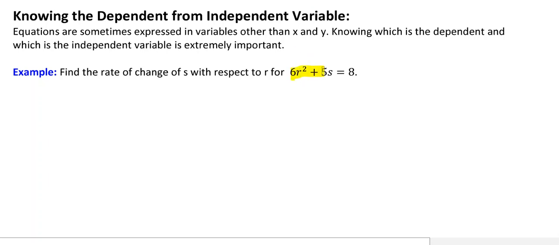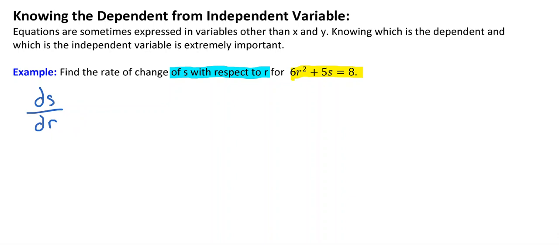As in the case of this equation, we have no way of knowing just by looking at this equation which is the dependent variable and which is the independent variable. So we have to look at the wording of the problem. It says find the rate of change of S with respect to R. That means that S is changing with respect to how R changes. Now, how would we write that as a derivative? Well, as a derivative, if S is changing with respect to R, we would write that as the change in S with respect to R, or in other words, ds/dr. S is changing with respect to R.